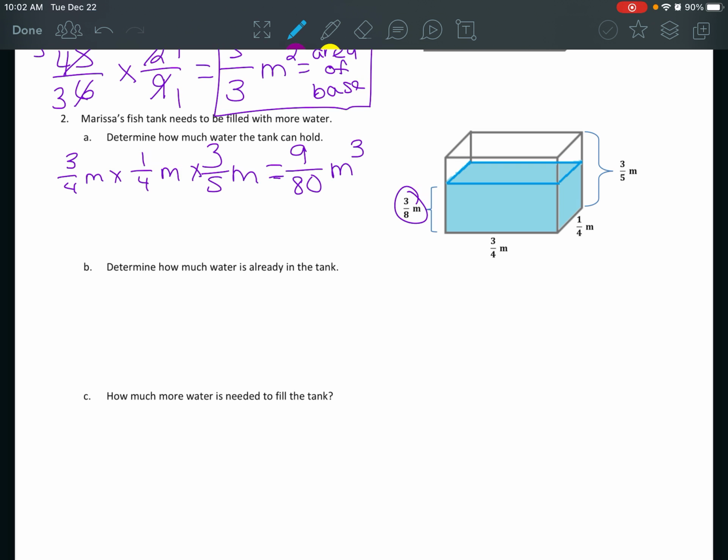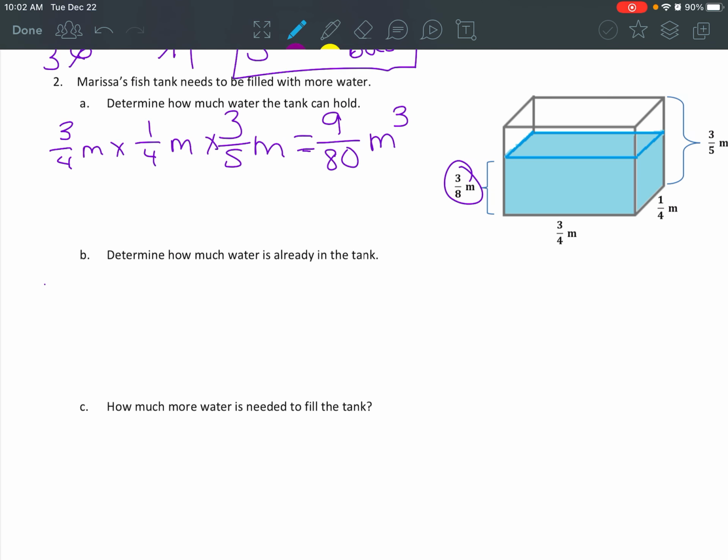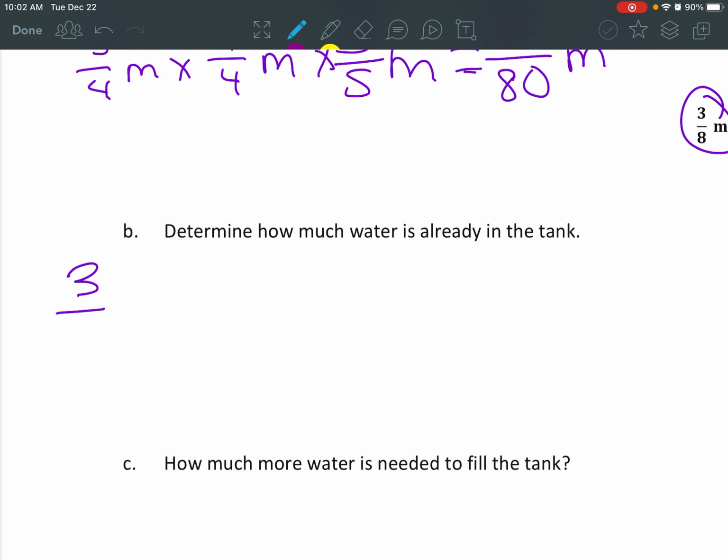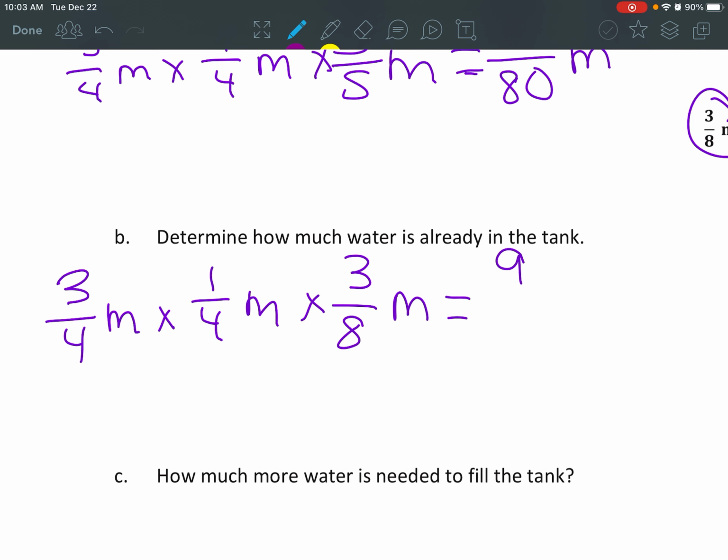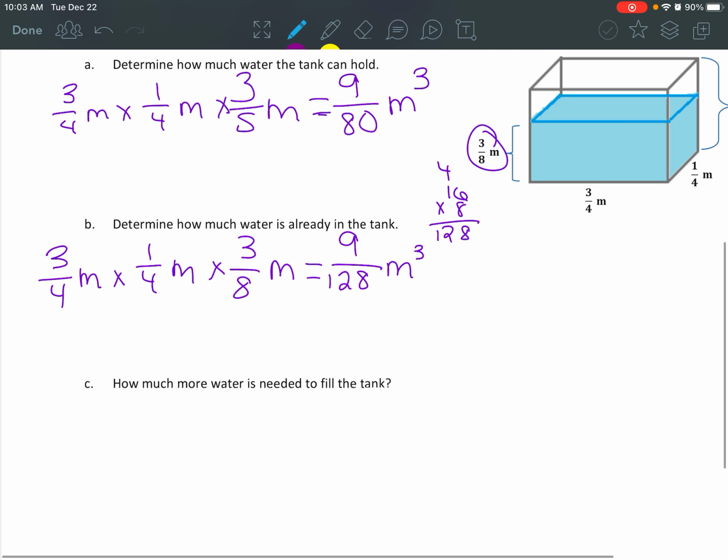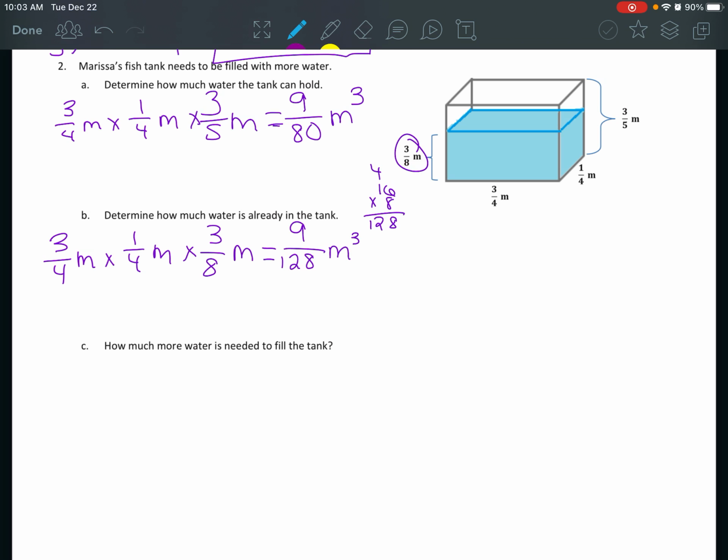So we would use this as our height. 3/4 meters times 1/4 meter times 3/8 of a meter. So 3 times 1 times 3 is 9. And 4 times 4 is 16. 16 times 8 is 128 meters cubed. So that's how much is already in there.